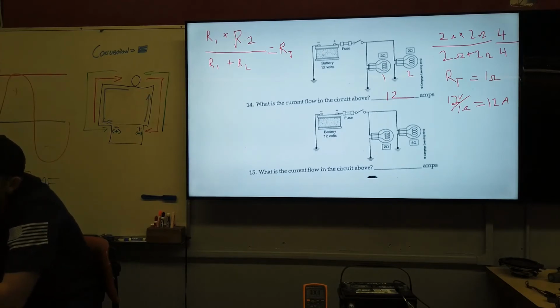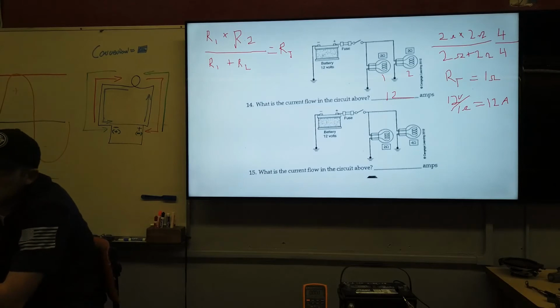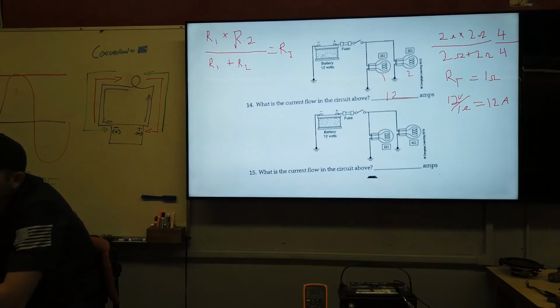Now, this one we could do the same way, but I'm going to show you another way that also illustrates one of the rules for our parallel circuit. And you can double check me with this formula over here later. But what is the voltage available here? So I've got 12 volts from the battery, and so for a parallel circuit, I also have 12 volts here, and I also have 12 volts here.